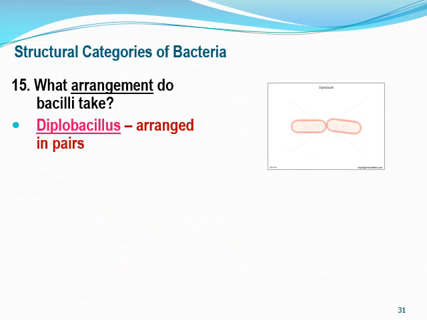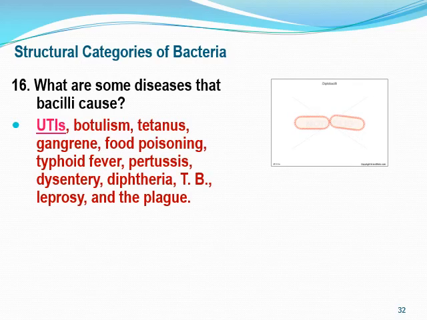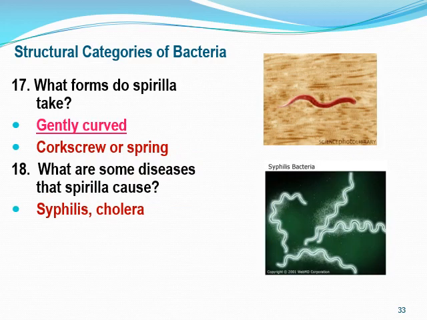Of course, then we see the arrangement we talked about, diplobacillus. It's arranged in pairs. You see this a lot in UTIs, which is really important, but there's other things like tetanus and gangrene, food poisoning, botulism, that kind of thing, okay?